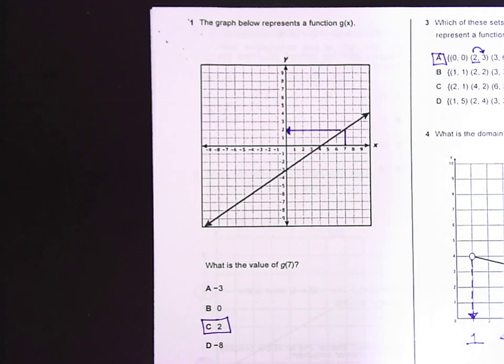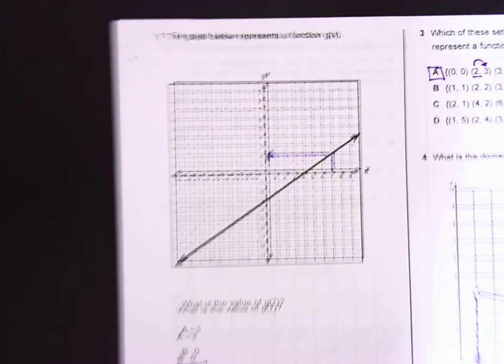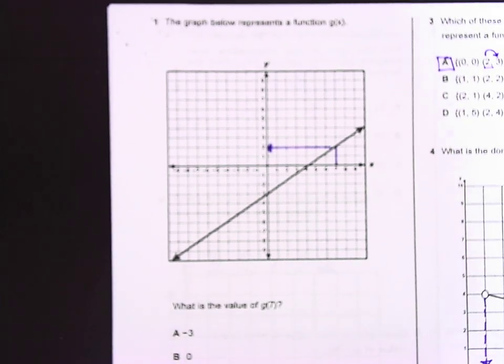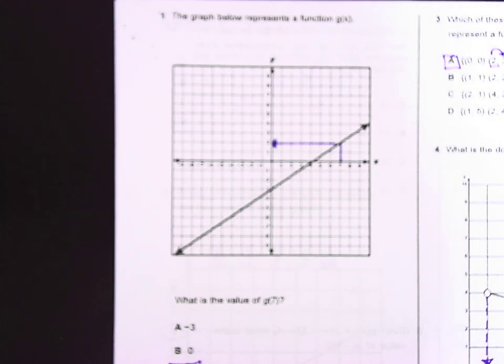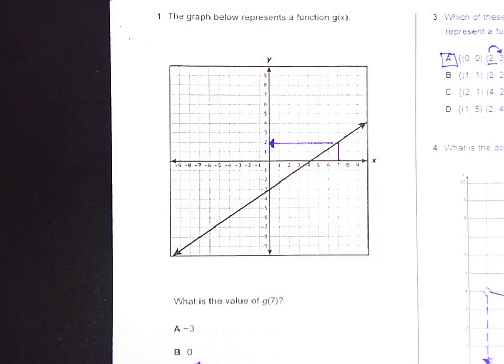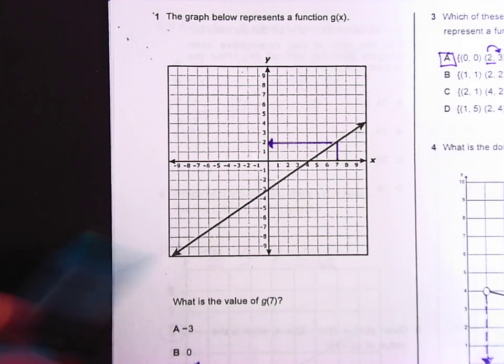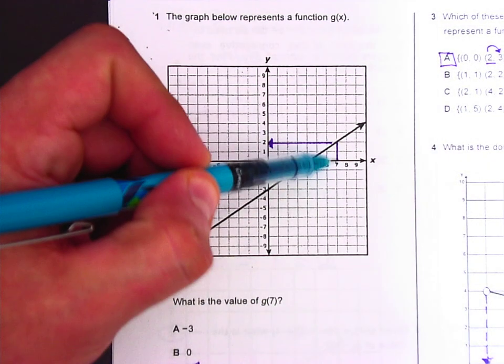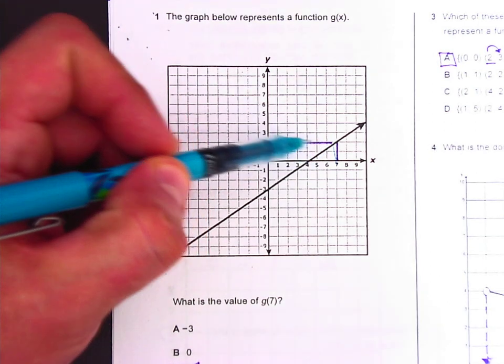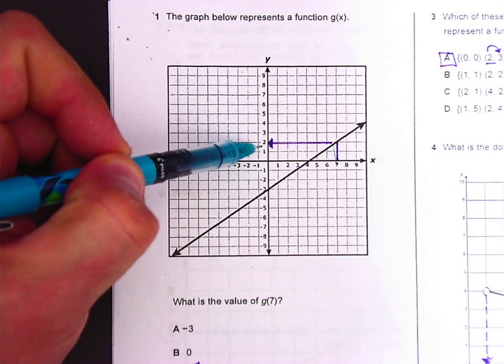Number 1, the graph below represents a function that is called g of x. Let me let this focus, I apologize for that. Sometimes this camera takes a moment to get into focus. There we go, that's better. What is the value of g of 7? That basically means when your x value is 7 and you go to your graph, what is the y value that corresponds to it? In this case, 2. So that was choice C.